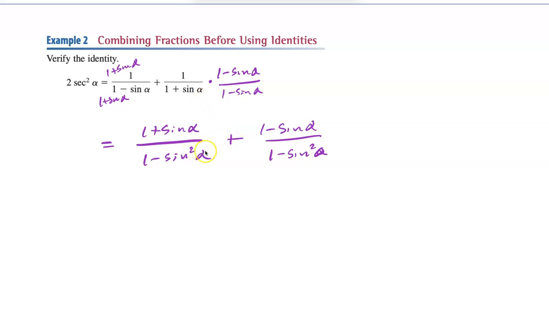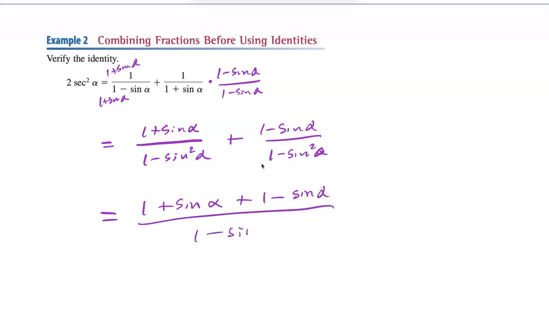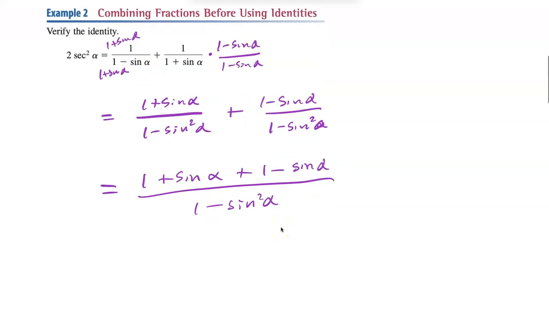And really, I took an extra step. You don't have to do this step. A lot of people just combine it straight. When you do this, you can combine it because they're going to have the same denominator. So you could just go straight to this step. 1 minus sine alpha plus 1 plus sine alpha all over 1 minus sine squared alpha. Again, a lot of times you can just skip this step, go straight from here to there if you want. And now look what happens.